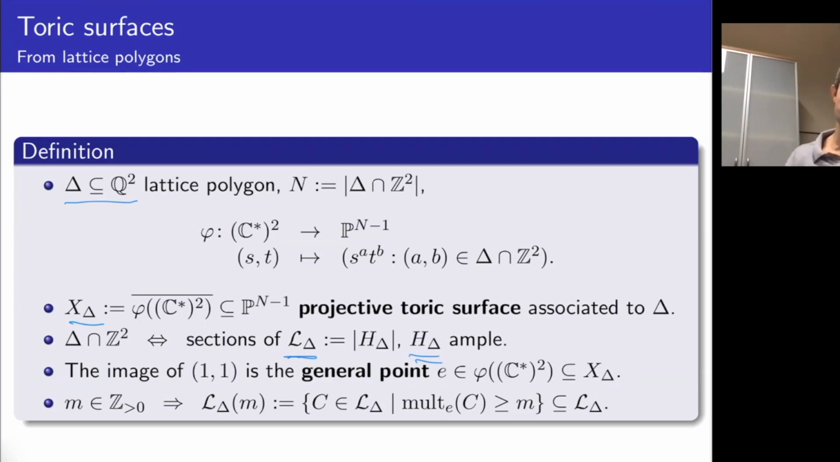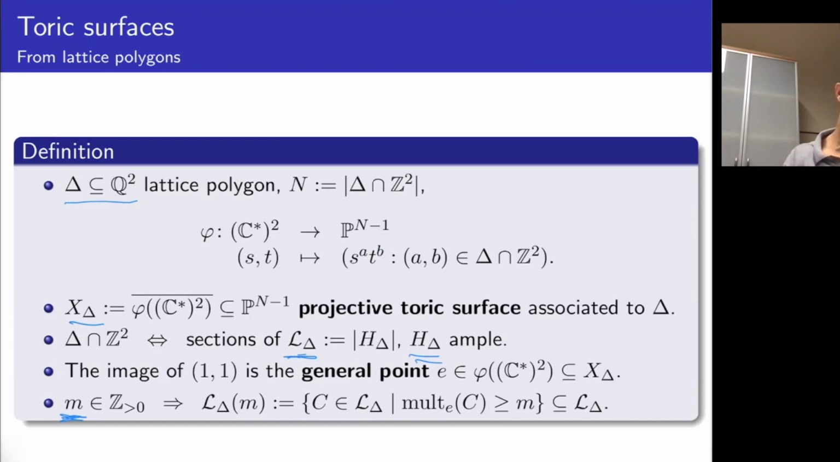Finally, I will use this notation: given a positive integer M, I denote by L delta of M the subsystem of L delta consisting of the curves having multiplicity at least M at the general point.